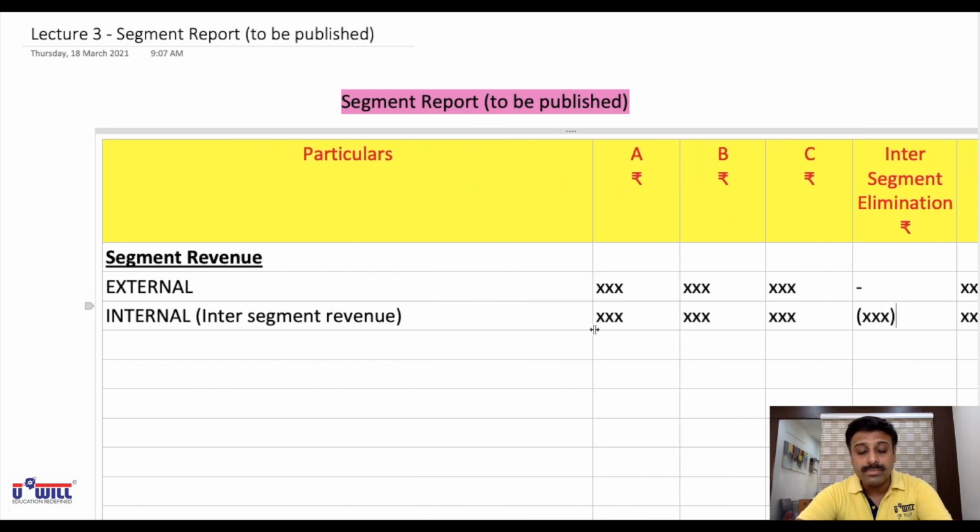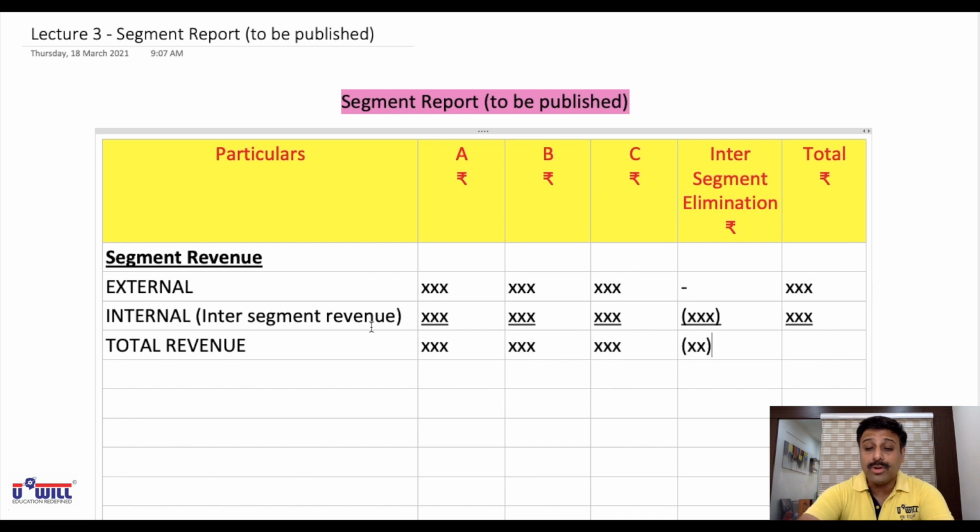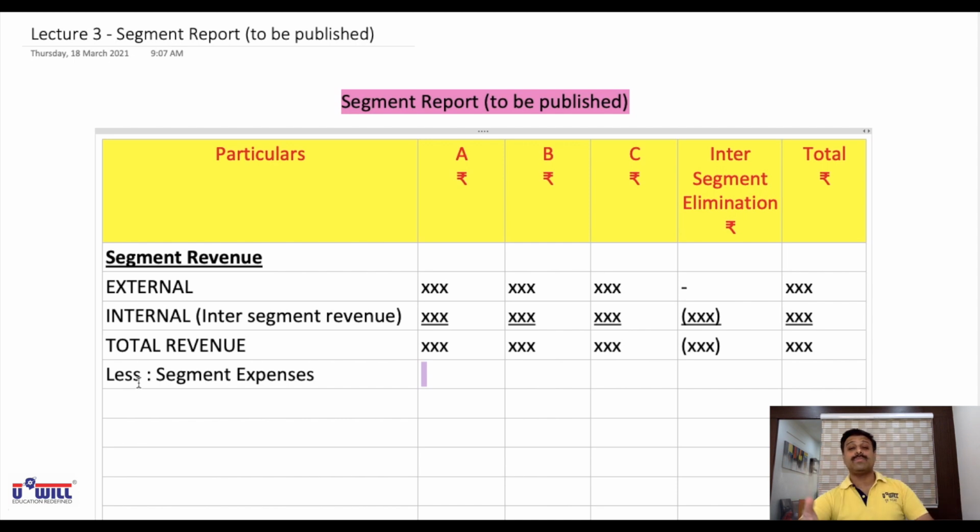Now, we'll get the total revenue. Okay, so below that you all write the total revenue of every segment. In this, again, from the total revenue you will minus the inter-segment elimination, and then you'll get the final total revenue. Now from that you all will subtract segment expenses. As I said, what all information the shareholders are interested in knowing: revenue, expenses, profits. So you'll minus inter-segment expenses, write them in brackets.